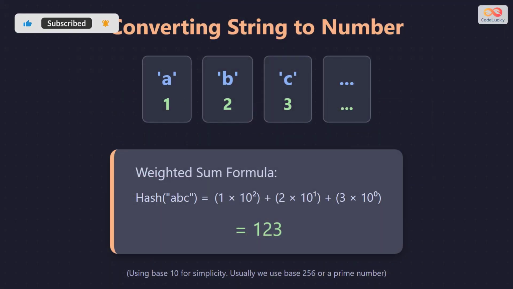To convert a string to a number, we assign values to characters. For instance, A is 1, B is 2, and so on. We can then use a weighted sum formula to calculate a unique number for any string. In this simple example, ABC becomes 123.